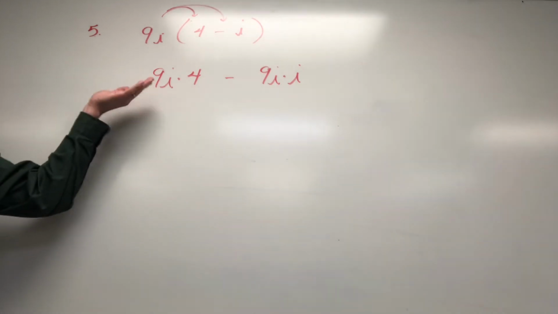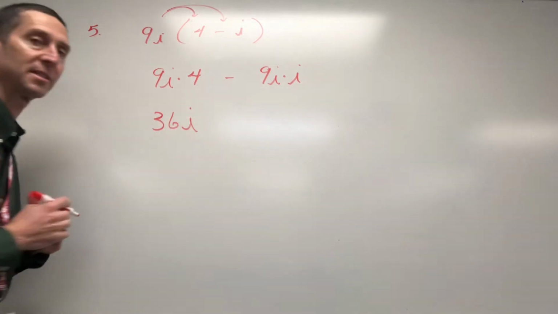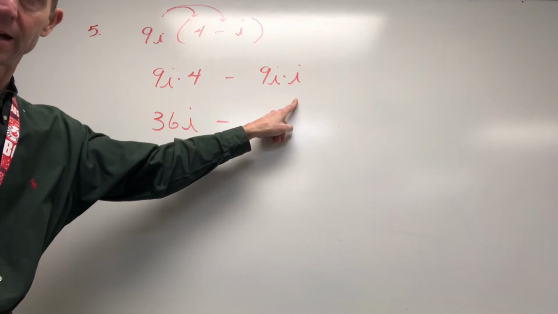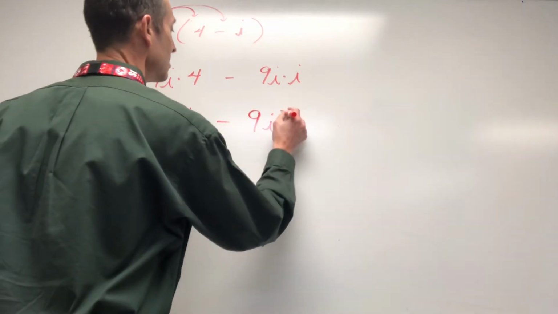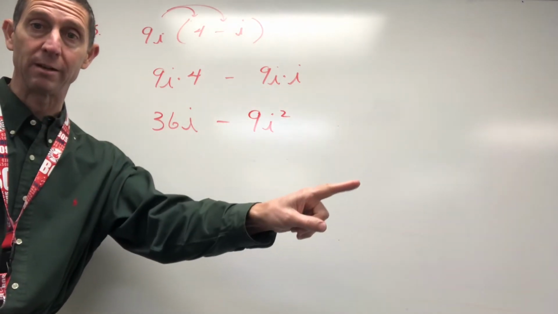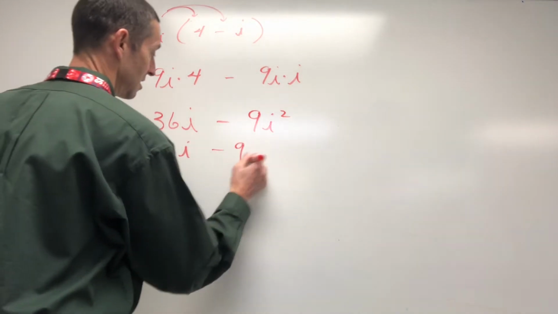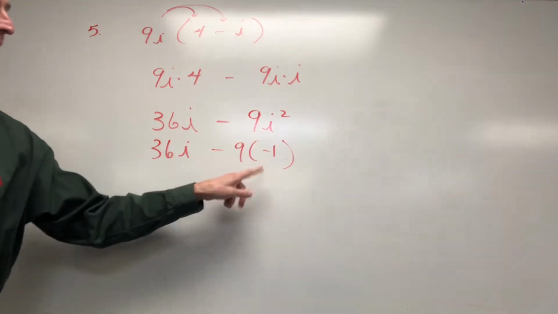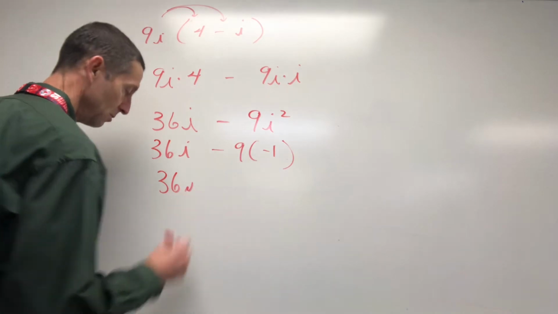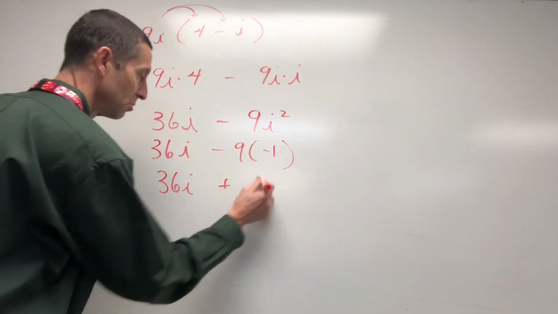Now this is no stress. You've got the i, you've got the 9, the 4, not a lot going on there, 36i. Here though, you have an i times an i, and i times i, well that's i squared. But we know that i squared is no longer i squared. It is negative 1. So the i squared's out, negative 1 in, negative times negative. So now we have 36i, negative times negative, plus 9.